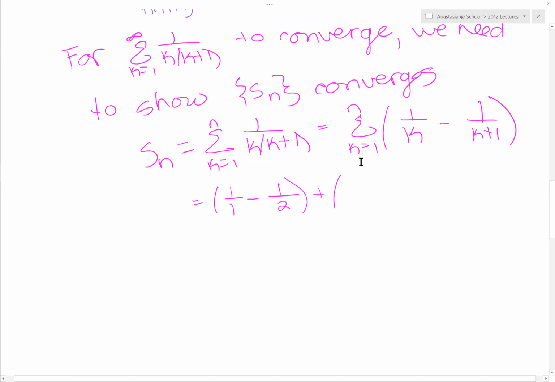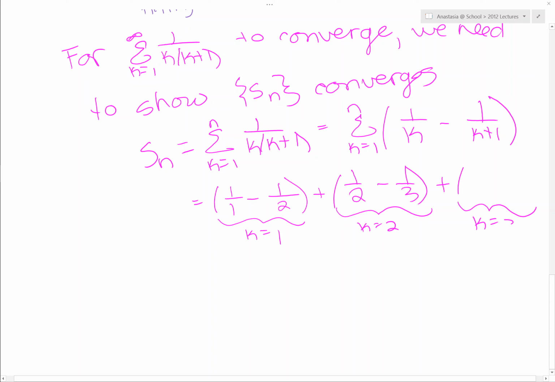Then we'll have plus, when k equals 2, 1 over 2 minus 1 over 3. Then we're going to have plus, when k equals 3, 1/3 minus 1/4, and so on and so forth. We're going to have a bunch of terms in the middle. We don't exactly know how many because we're just going up to a general n. We do need to stop eventually at k equaling n. Before that, we're going to have k equaling n minus 1.